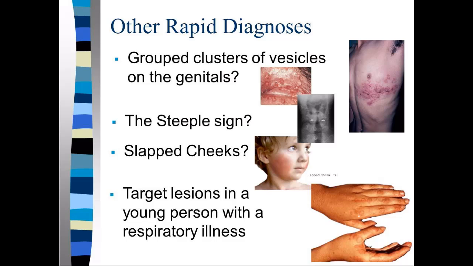Grouped clusters of vesicles on the genitals. What do we think about? HSV, right? How about grouped clusters of vesicles in a dermatome? Think about VZV. The steeple sign in a patient, think about acute epiglottitis. Slapped cheeks, parvovirus B19. And how about target lesions in a young person with a respiratory illness? Mycoplasma, right? So think about mycoplasma.